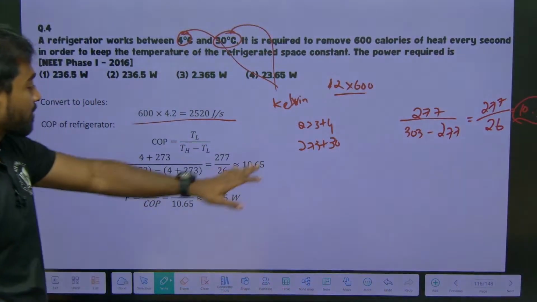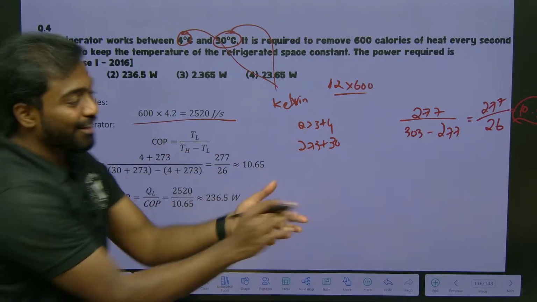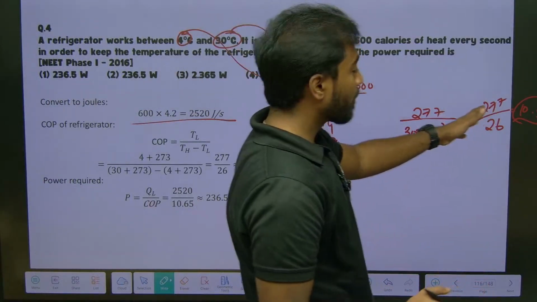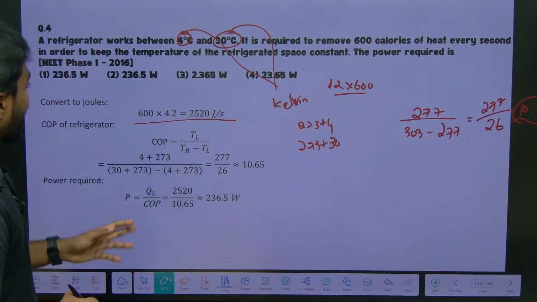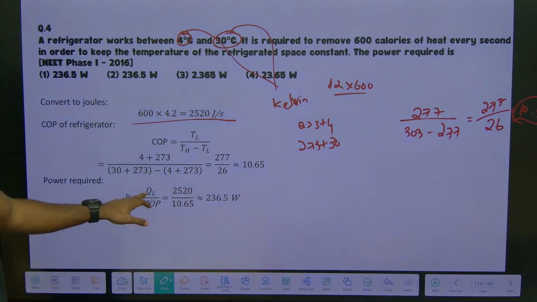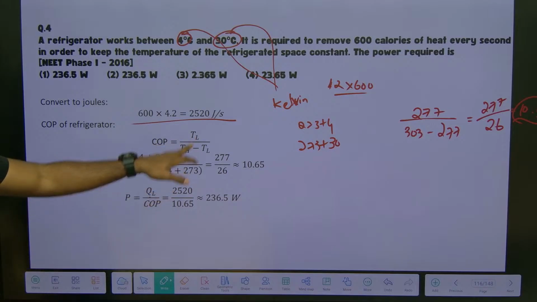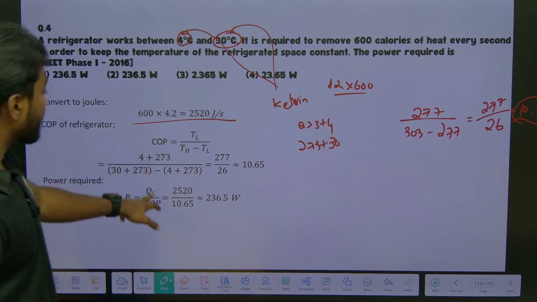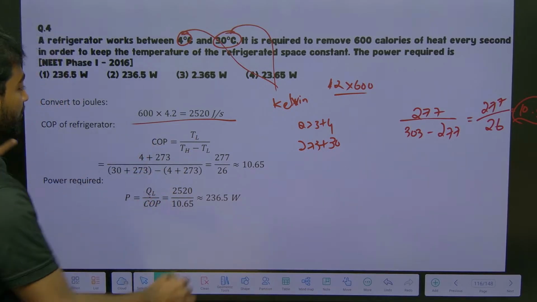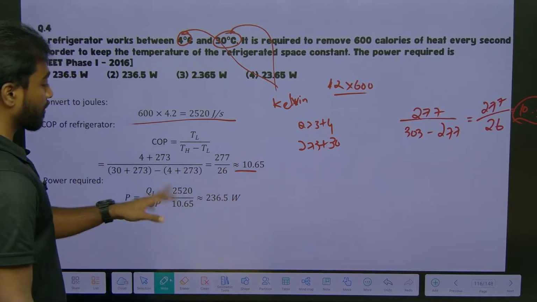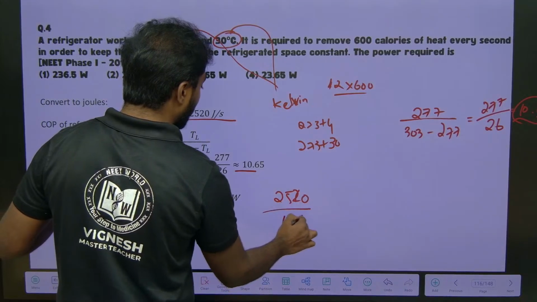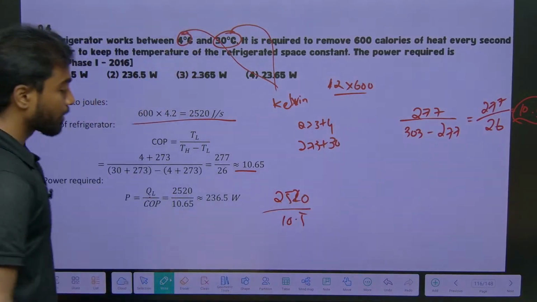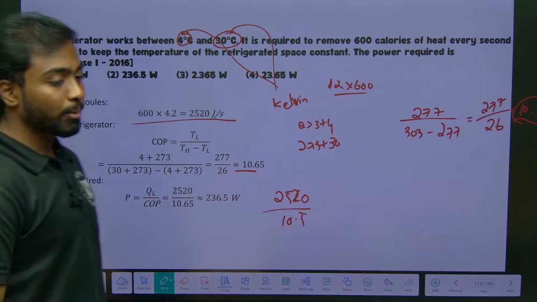They have taken 10.65, it's fine, but when you are doing calculations you need to be sharp to get the approximation value. And P equals Q, the heat, divided by COP. So what is the COP we got? 10.5. So 2520 divided by 10.5, that's it, you will get the power.